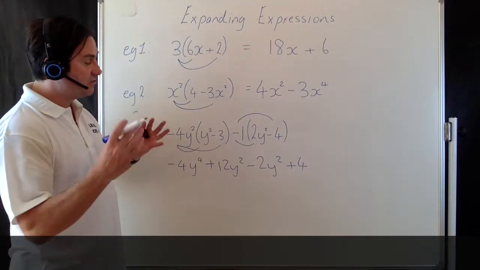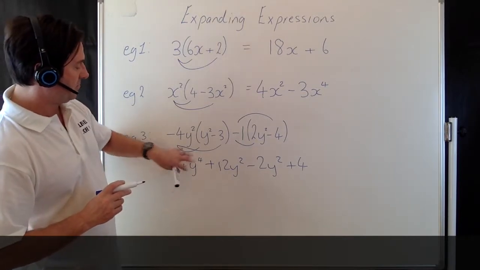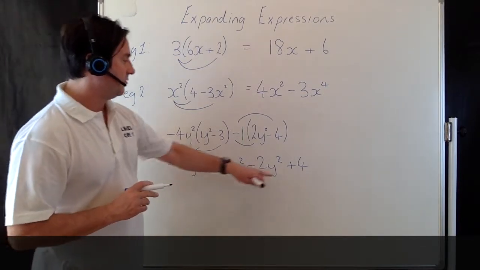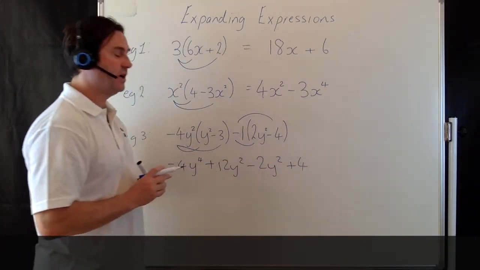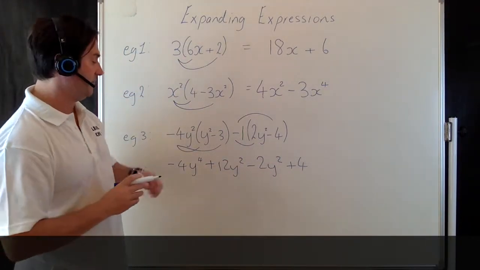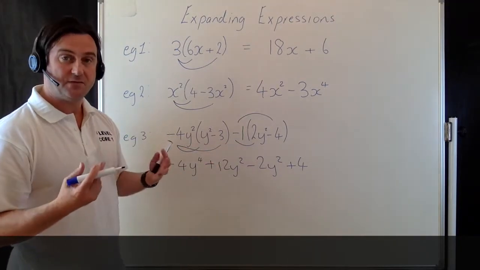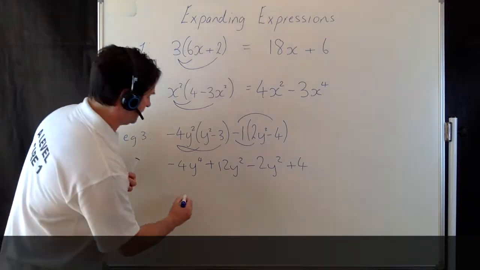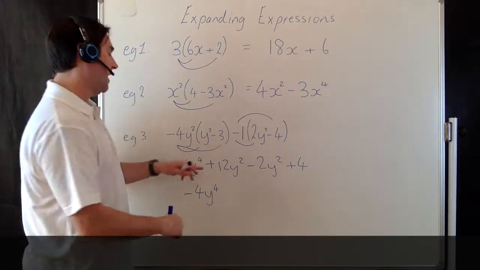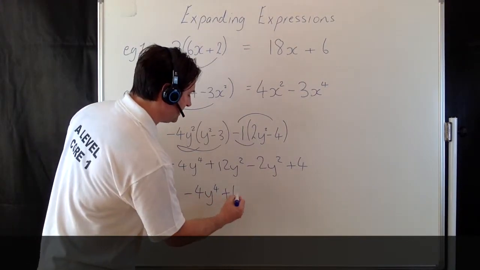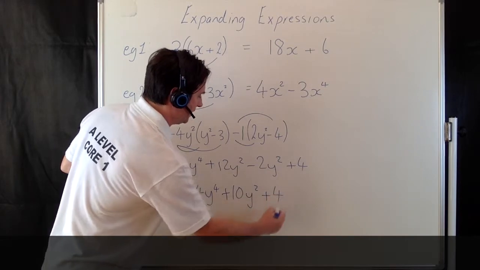Don't leave it like that. Group the terms that we can together. We've got a term to the power of 4 there. We've got a number there, but these two in the middle are both y squared terms. We can simplify them. 12y squared, take away 2y squared, leaves us with 10y squared. So our final answer is negative 4y to the 4 plus 10y squared plus 4.